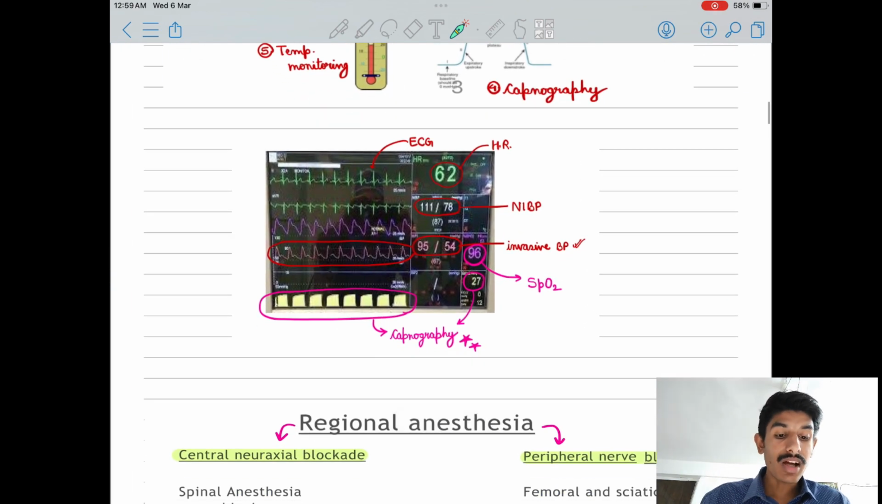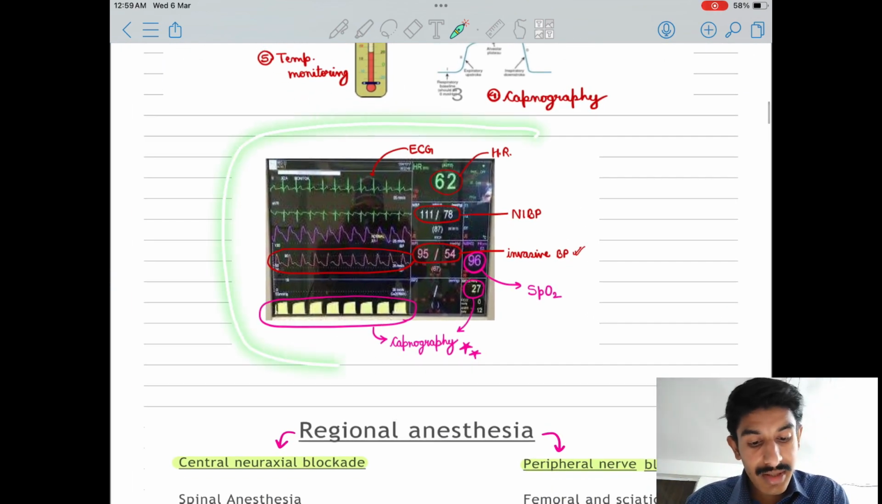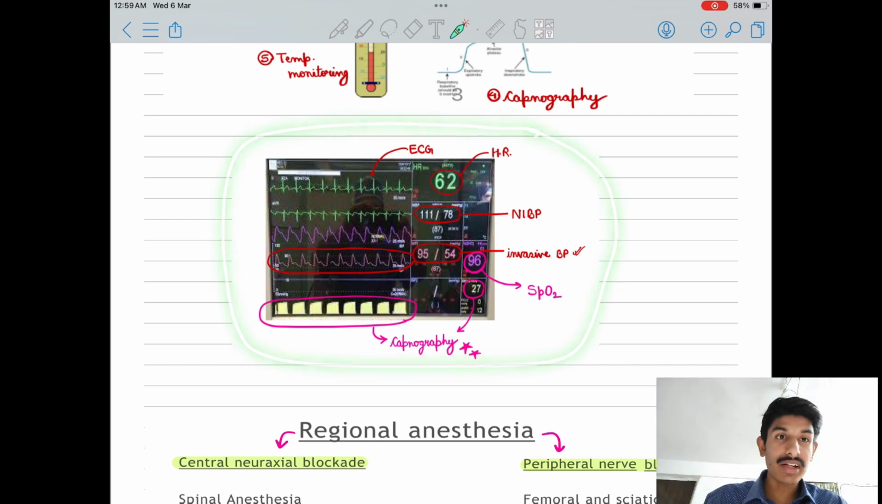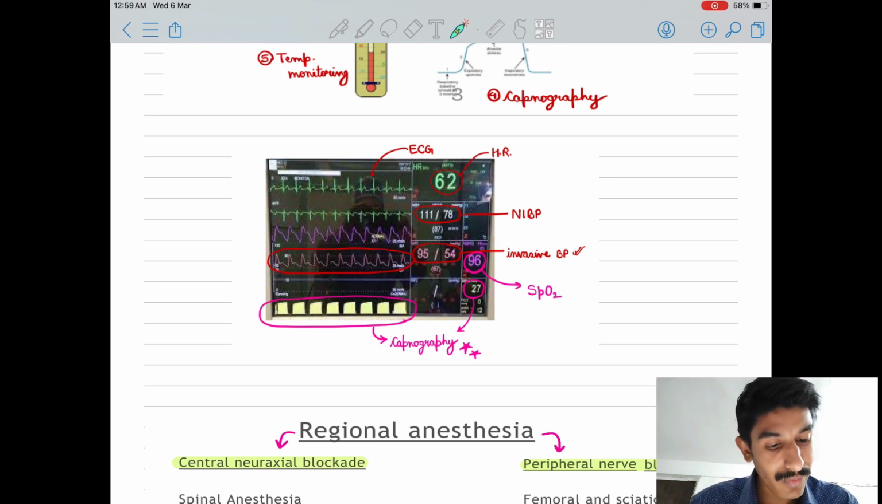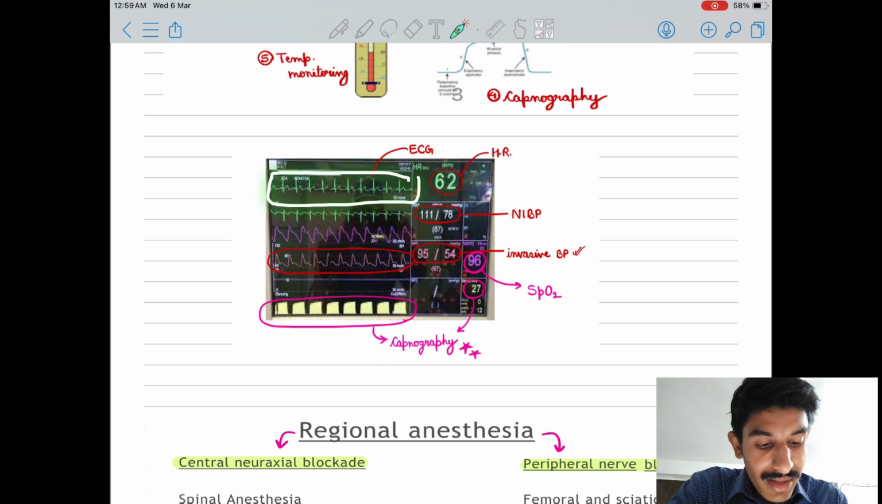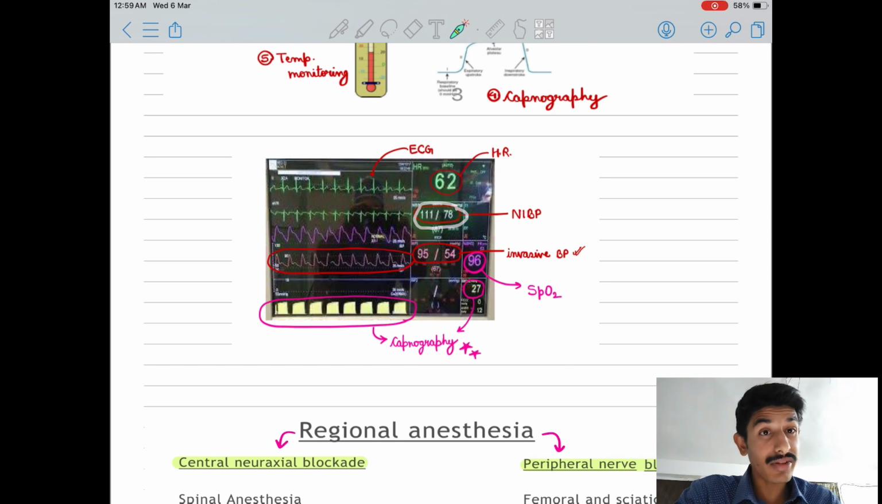So let's study what most of you see in your operation theater. What are the things in that? We don't know. We just look at the things and think about what they are. So let's study today and we'll remember it forever. First, as you can see, 62 is your heart rate. After that, on this side you can see the ECG. The next part is your blood pressure, non-invasive blood pressure.